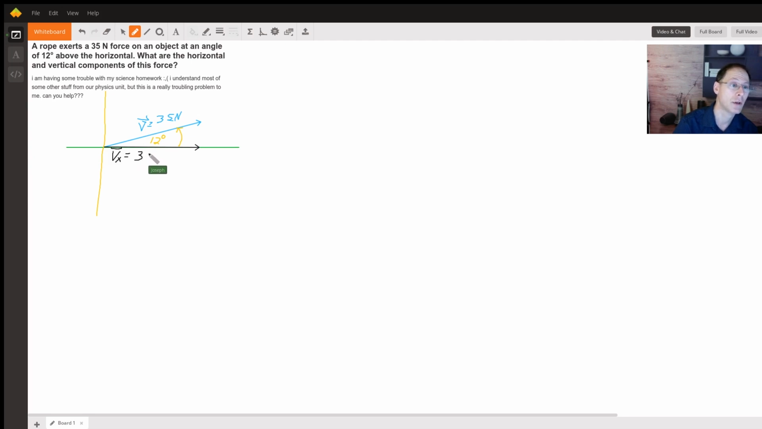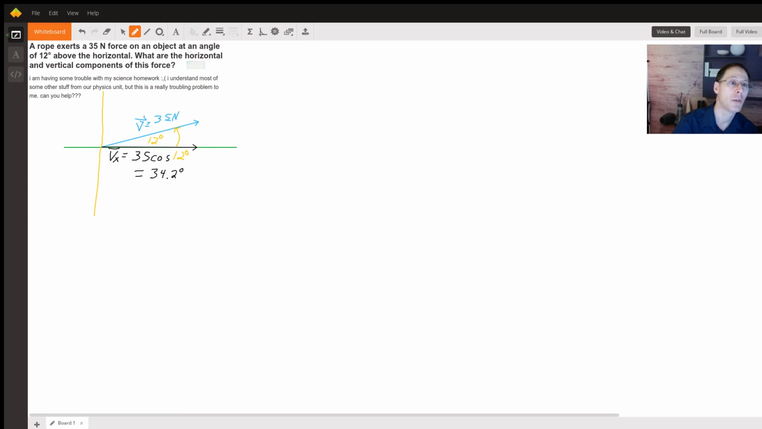So the horizontal component is going to be equal to the magnitude of that vector, 35 newtons, times the cosine of the standard angle, which is 12 degrees. And if you run that through a calculator, making sure that you are in degree mode, you'll see that that comes to approximately 34.2, which, as I said, is very close to the magnitude of the actual vector itself.